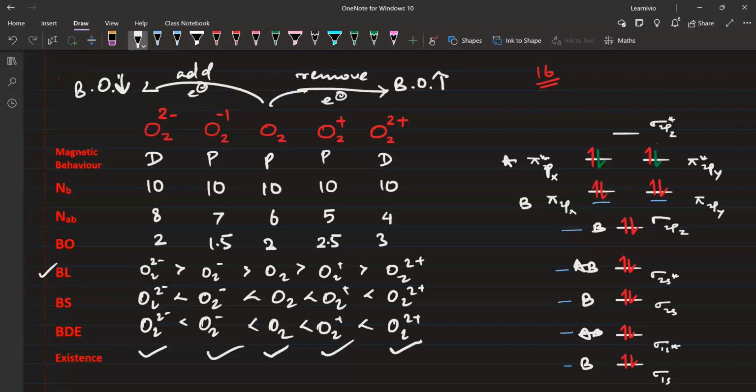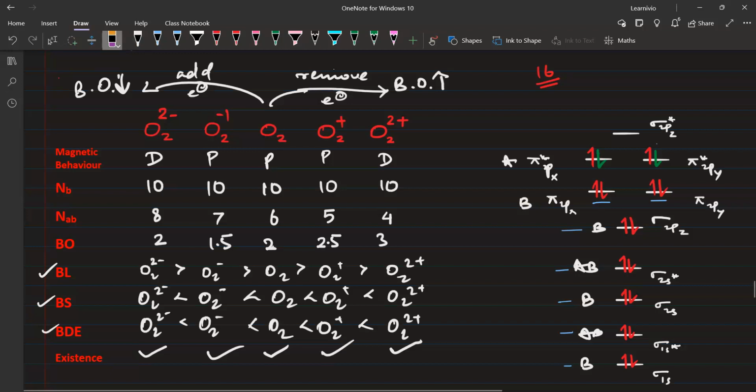So this is the bond length. The bond length will be highest for which one? The one which is having the least bond order. Then the bond strength will be highest for the one which is having the highest bond order. Bond dissociation energy will also be highest for the one that is having the highest bond order. And all of these are going to exist because there is at least one bond between them.